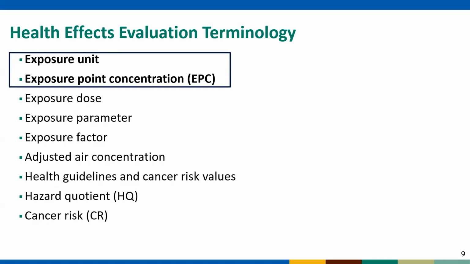Before we dive in, it's important to discuss some terms that are key to understanding the health effects evaluation process. We will focus on two primary terms for today's webinar, which are exposure unit and exposure point concentration. The other terms on this slide include exposure dose, exposure parameter, exposure factor, adjusted air concentration, health guideline, cancer risk toxicity value, hazard quotient, and cancer risk. These terms will be discussed throughout the PHA process and during other webinars.